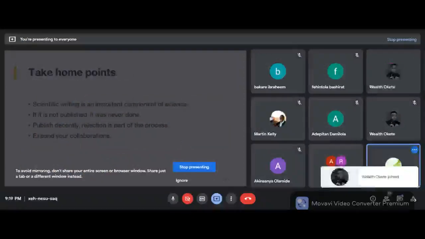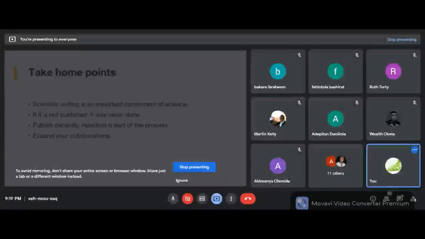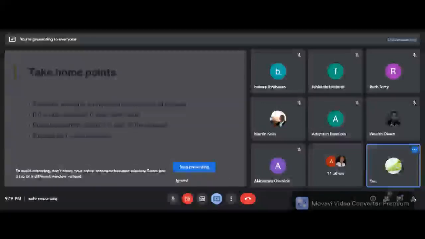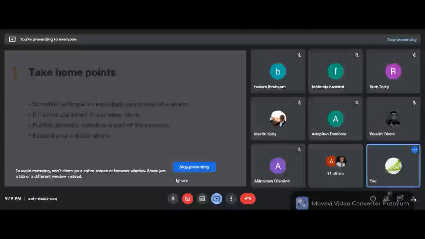So, take-home points. Scientific writing is an important component of science. It's a way in which scientific activities are communicated, and a way of getting known in an area of scientific interest. If it is not published, it was never done. Meaning that in everything we do, right from the onset, we must have it in mind that we're going to be making it available to the general population. That is, we have it in mind that we're going to be publishing it.